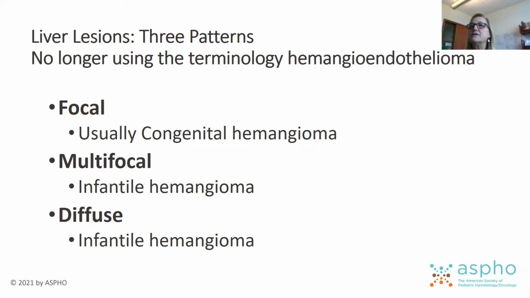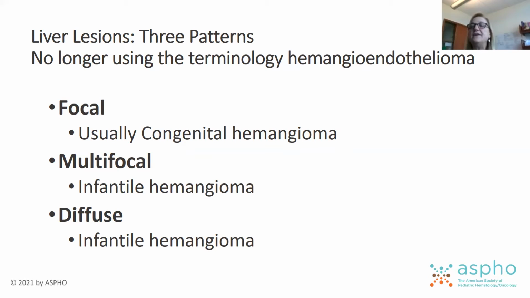So in the liver, a focal or single lesion that looks like a vascular tumor is never an infantile hemangioma. It is a congenital hemangioma. And congenital means that it is there at birth. And I just told you that infantile hemangiomas are not there at birth. So I'm going to repeat that. Usually focal lesions of the liver that are considered vascular lesions that are present at birth are congenital hemangiomas.